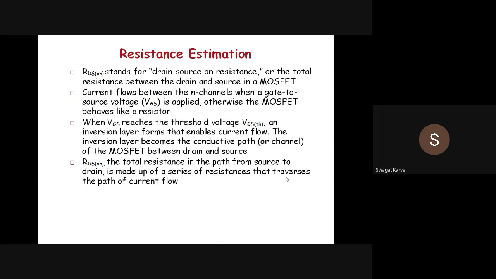Now, whenever there is a current flow through the N channel, when a gate-to-source voltage is applied, the MOS transistor behaves as a resistor in the linear region only. That means when channel formation occurs, when VGS is greater than the threshold voltage and VGS is much greater than VDS. This is the condition.